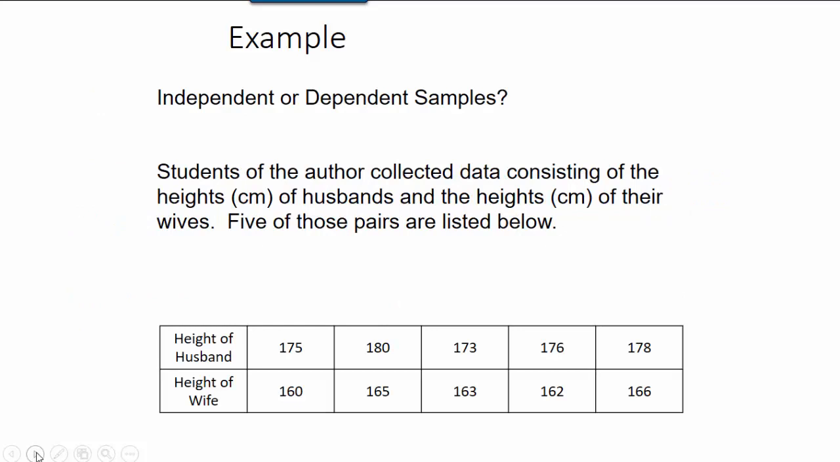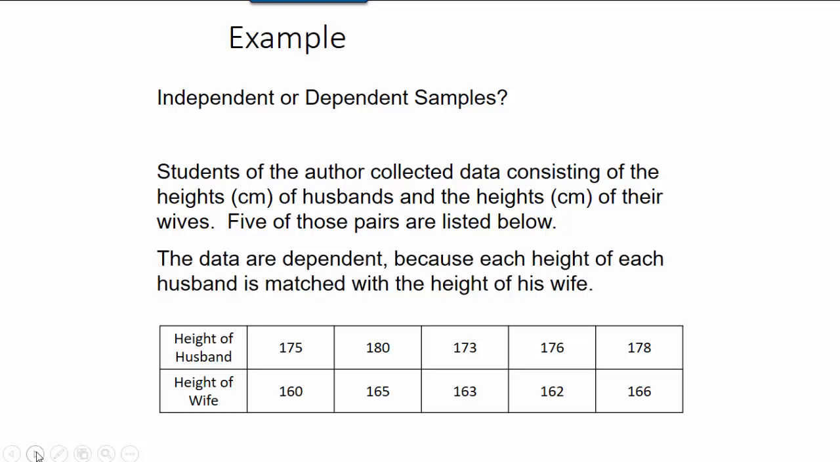Here's another example. Independent or dependent. Students of the author collected data consisting of the heights in centimeters of husbands and the heights in centimeters of their wives. 5 of those pairs are listed below. If you guessed that these are dependent, you would be right, because the height of each husband is matched with the height of his wife. And you can imagine that the pairs might have some sort of a relationship that wouldn't exist if we randomly took the heights of men and compared them with the heights of women.